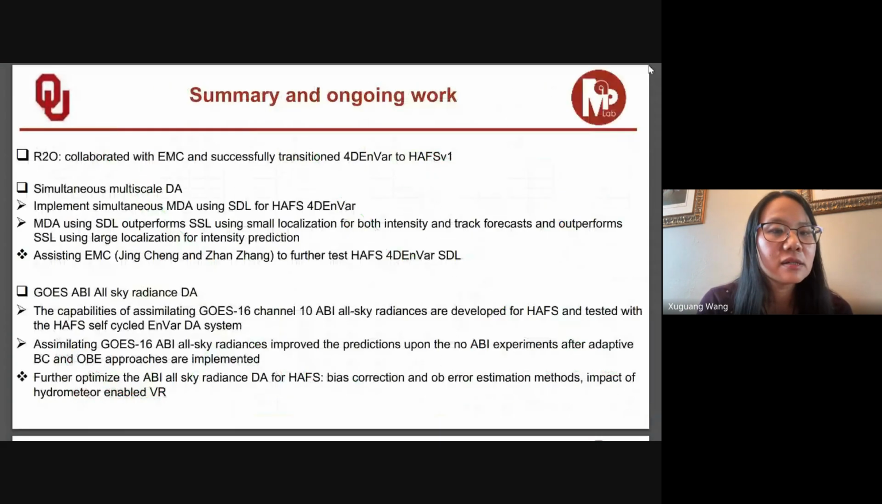Next, please. Okay, this is my summary. I'm not sure how many minutes I have left, but I want to emphasize the ongoing work for simultaneous multi-scale data assimilation. We have a discussion with Jing Chen and Jen Zhang to talk about further testing data in the HAFS 3DVAR context. For GOES ABI all-sky radiance DA, we are going to further optimize the all-sky radiance DA, starting with looking into the impact of hydrometeors enabled in VR, and looking to further improve the bias correction and observing error estimation methods. Next, please.